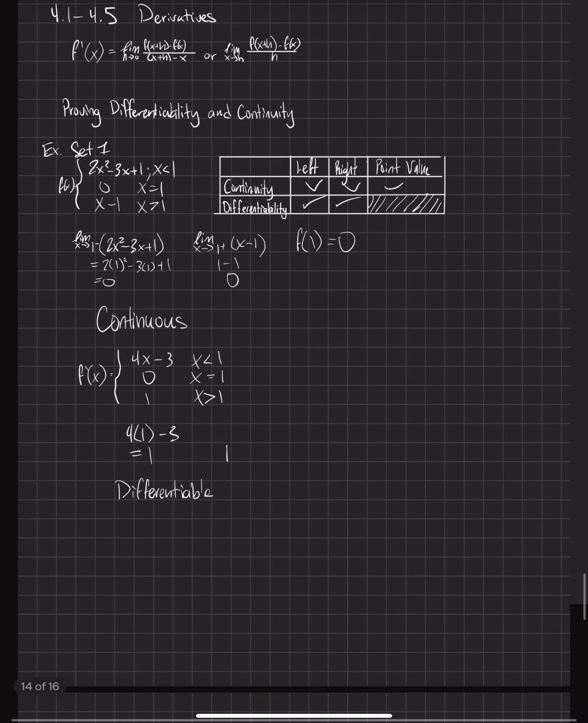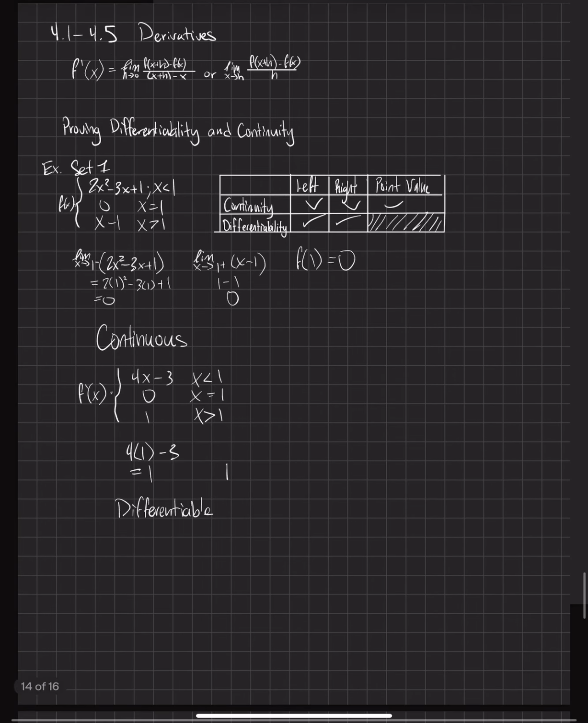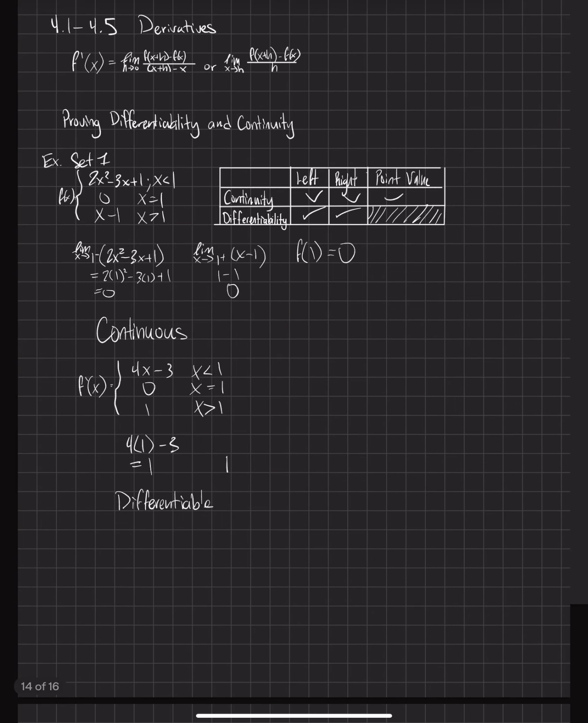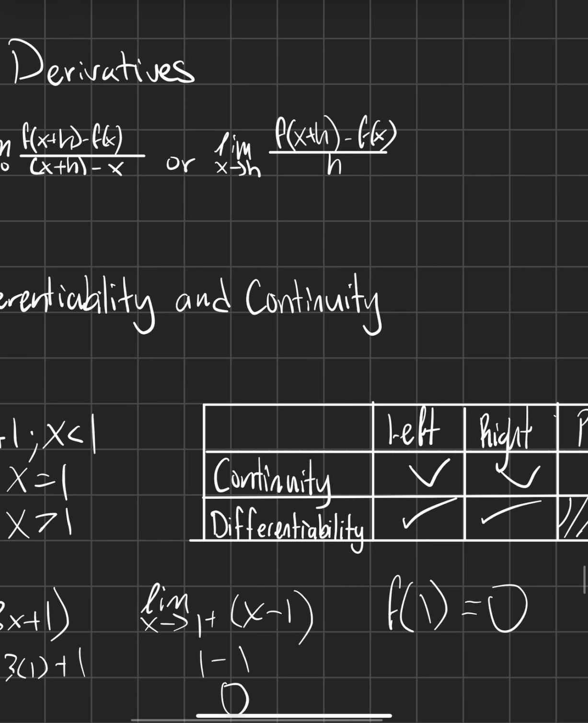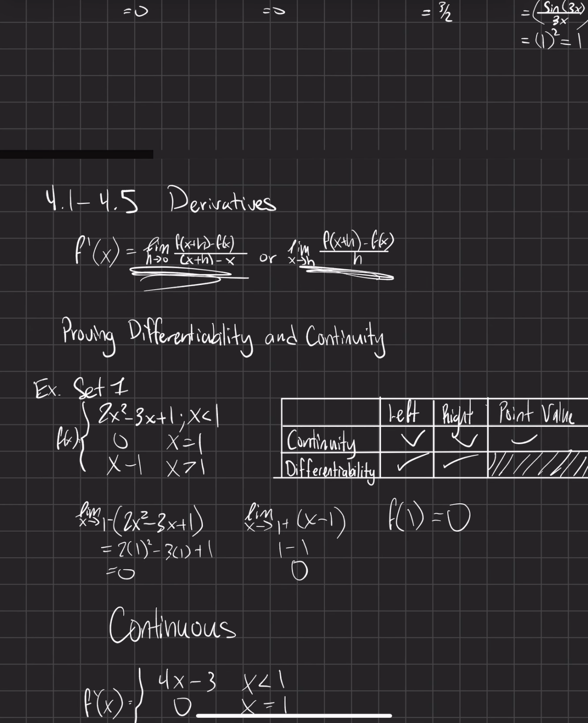And as a brief overview, let's go over everything here for 4.1 through 4.5 derivatives. At first, we went over and talked about what is the formal definition of a derivative, and we said it's here. And this one, either one could be used.